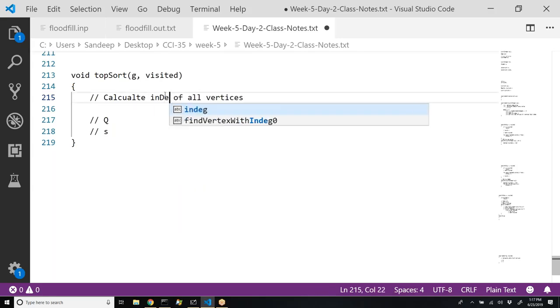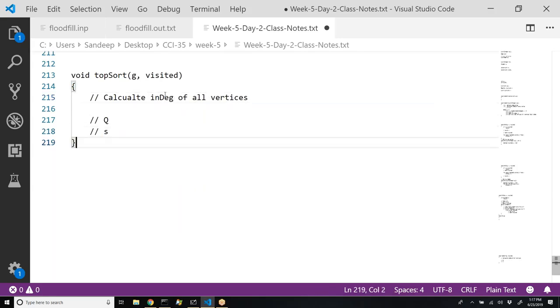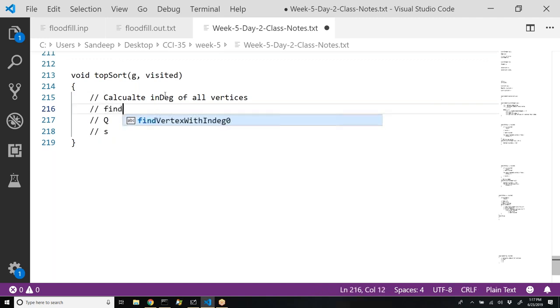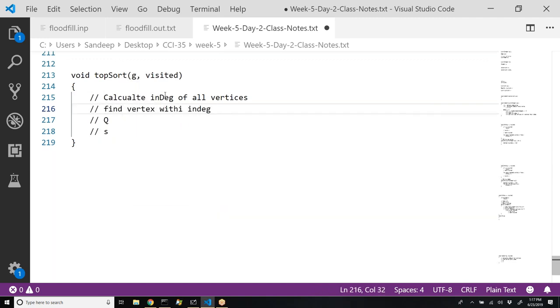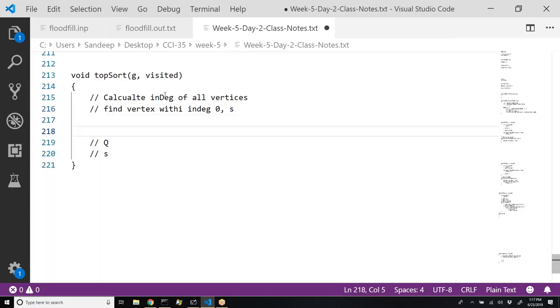Oh, sorry, in degree. Yeah, thanks for correcting. So we are finding a vertex. Find vertex with in degree 0. And let's call that vertex S. So let's start the breadth first search with vertex S, because once S is out, we do not care about S anymore.